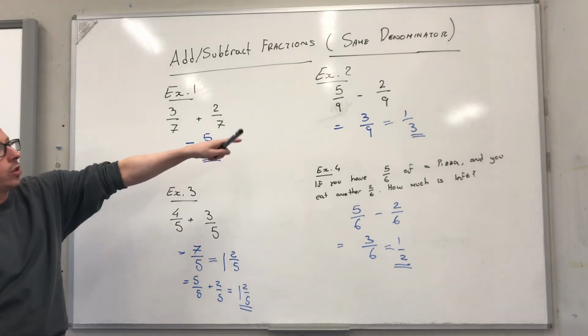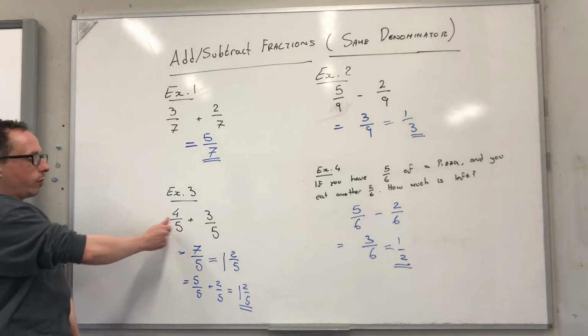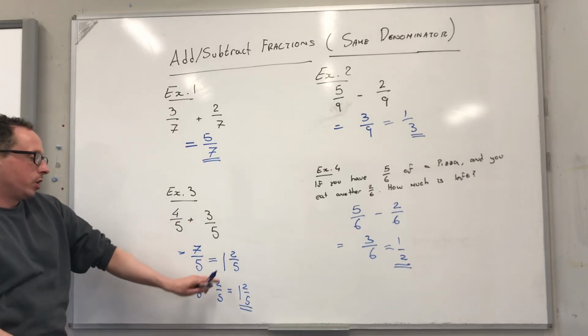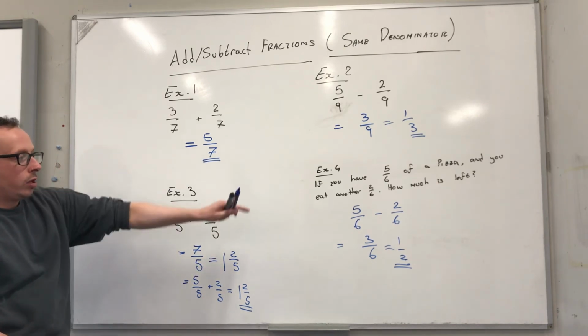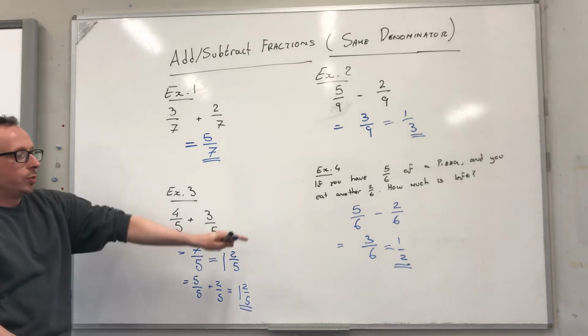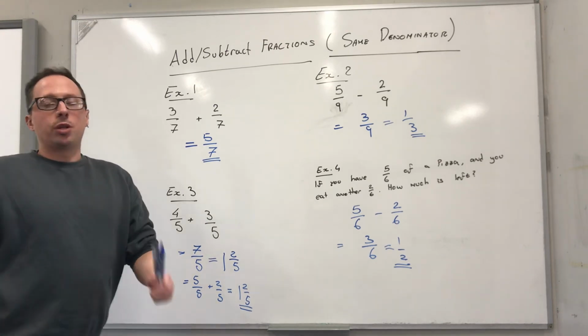Okay? So we've got 3/7 plus 2/7 gives us 5/7. 5/9 minus 2/9 gives us 3/9, but then that simplifies to be 1/3. 4/5 plus 3/5 gives us 7/5, which we could rearrange and write as 1 and 2/5, but I'd accept both of them. And lastly, we have this written out question that becomes 5/6 minus 2/6, which becomes 3/6, and then 3/6 simplifies to be just 1/2.